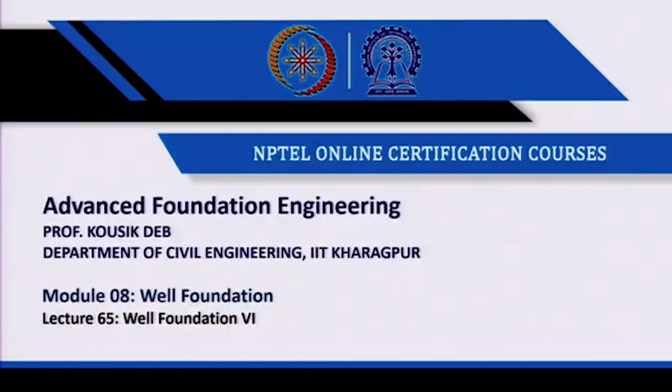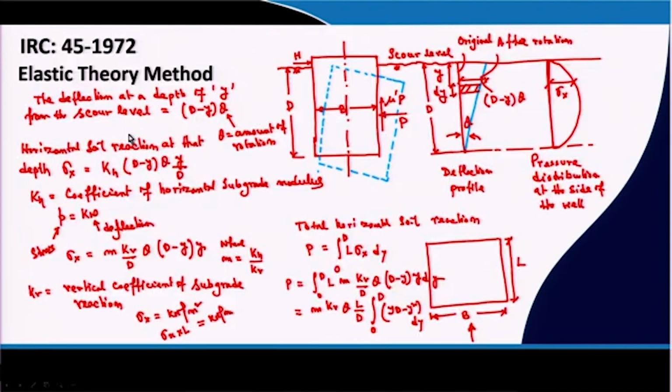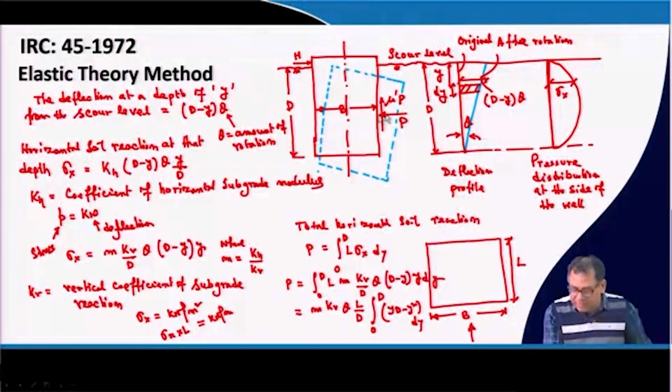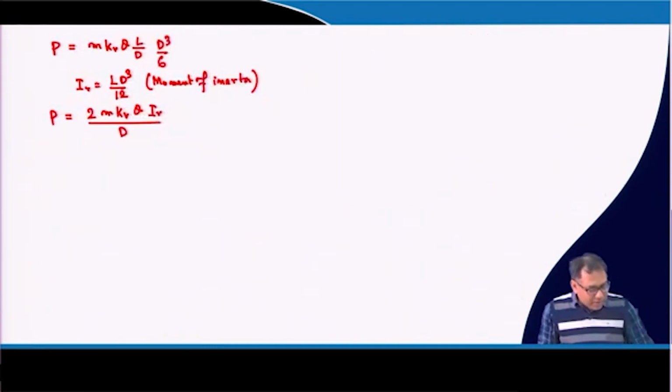So, last class I discussed how we can determine the total soil reaction force acting on the side wall of the well, and that expression was determined as P. This is the P expression, which is acting on the side wall of the well, and there will be a friction between the side wall of the well and the soil, and that is mu dash into P. Now, there will be a base reaction also.